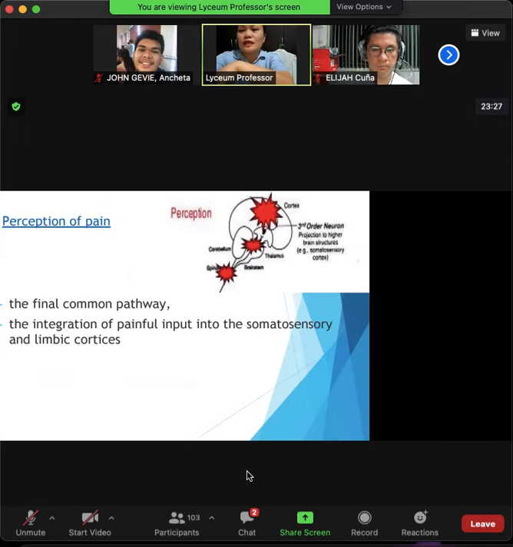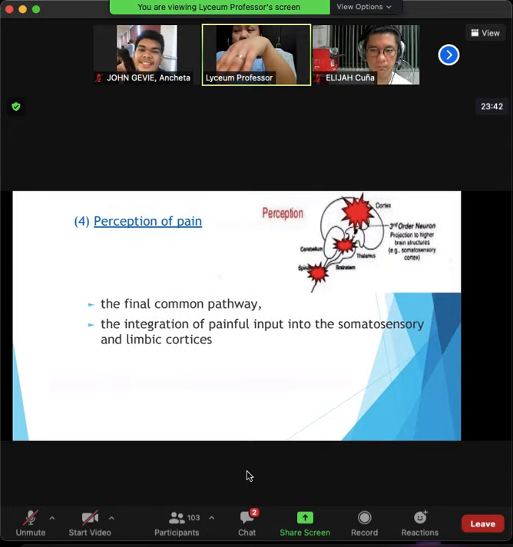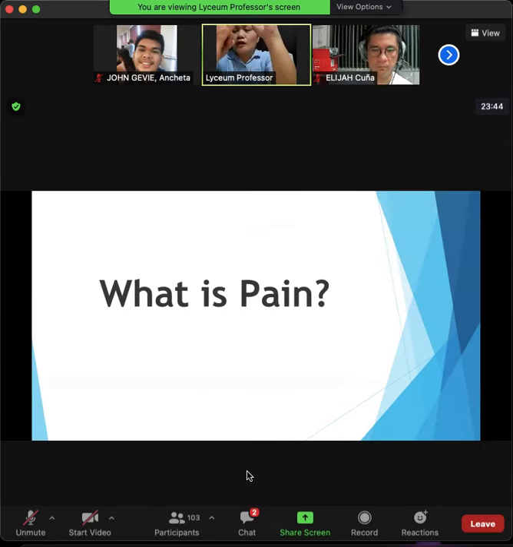So the fourth stage is the perception of pain, the final common pathway. The integration of painful input into the somatosensory and limbic cortices. So those are the pathways of your pain. You have your injury, and then it will go through your spinothalamic tract, and then it will be perceived by your cortex, and then you will have a somatosensory perception of pain.